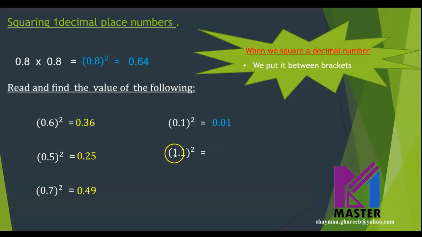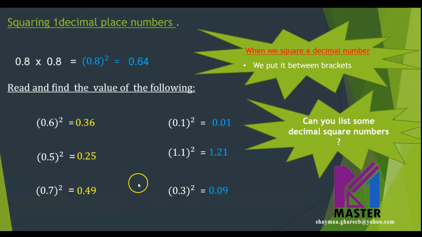0.01. And 1.1 squared, it's the same as 11 squared, which is 121. And we said we must have 2 decimal places, so it will be 1.21. 0.3 squared, what do you think? It's 0.09. What do you notice about squaring 1 decimal place numbers? When I square a 1 decimal place number, the square number of it always has 2 decimal places, as you can see in all these examples. Is this clear?